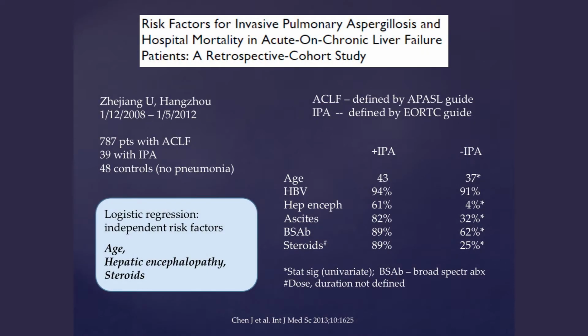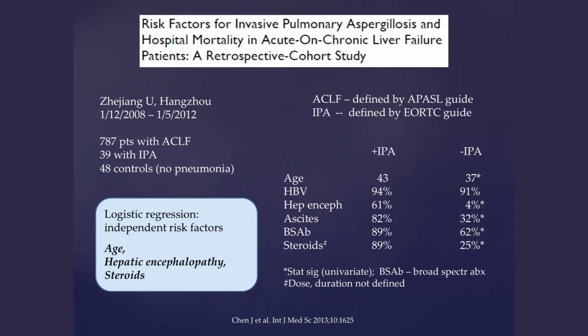So this is a Chinese study, also looking at this paper. I think in China, very high rates of hepatitis B. That's why over 4 to 5 years, they managed to find over 700 patients with acute on chronic liver failure, and 39 had invasive aspergillosis, with age, hepatic encephalopathy, and steroids being independent risk factors for the development of aspergillosis.